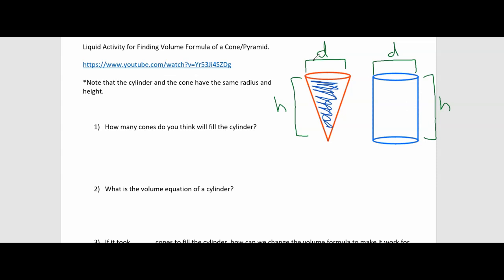That's going to be important when we think about how to figure out the volume of the cone based on the cylinder. So before you even watch the video, take a guess. How many cones do you think it will take to fill up that cylinder? We're going to keep filling cones until that cylinder is completely full. Okay, go watch the video and then come back and we'll discuss how we can derive this volume equation.